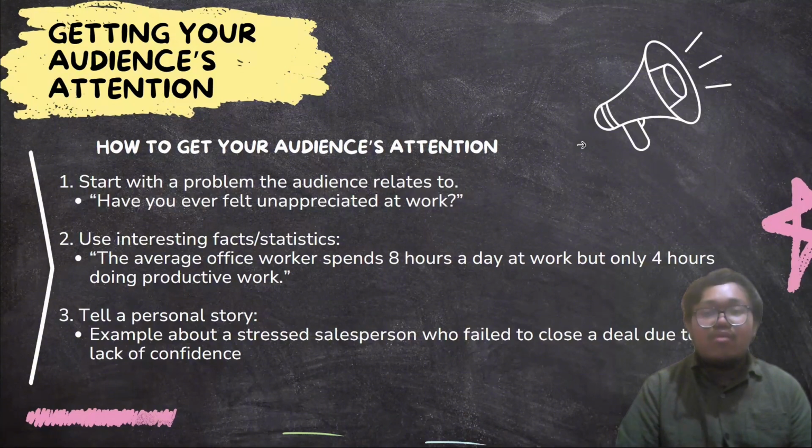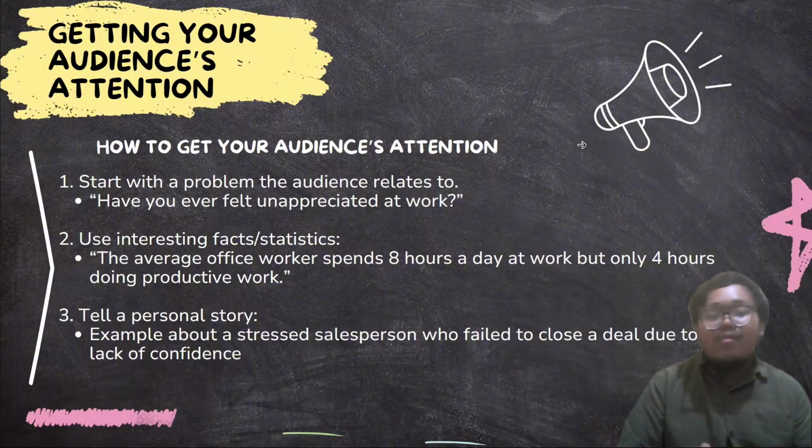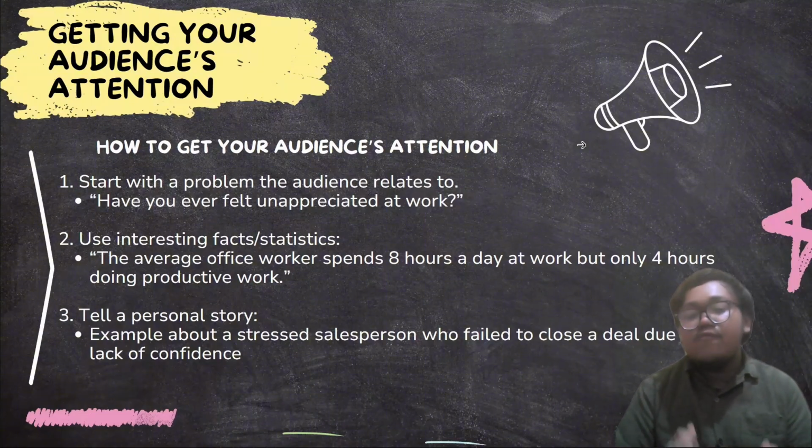Next, let's talk about how to get your audience's attention. There are three ways to do it. The first one is to start with a problem the audience relates to, like, "Have you ever felt unappreciated at work?" The second one is to use interesting facts or statistics, like, "The average office worker spends 8 hours a day at work but only 4 hours doing productive work." The third one is to tell a personal story, like an example about a stressed salesperson who failed to close a deal due to lack of confidence.